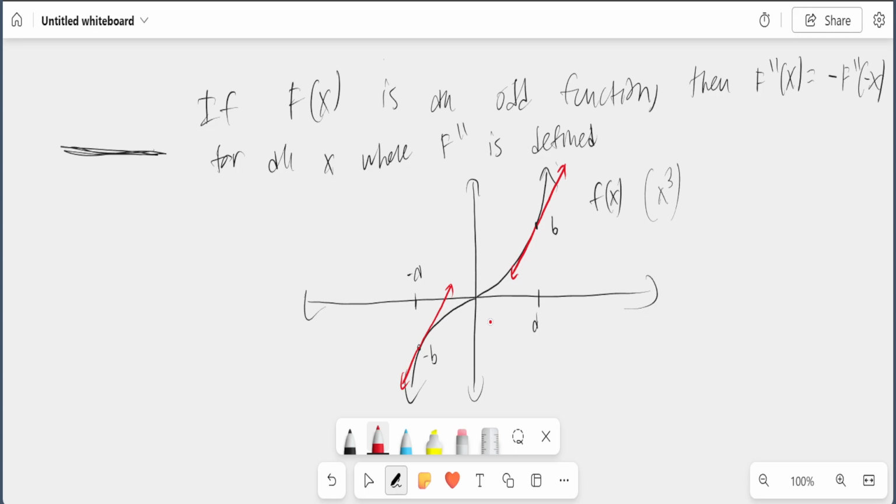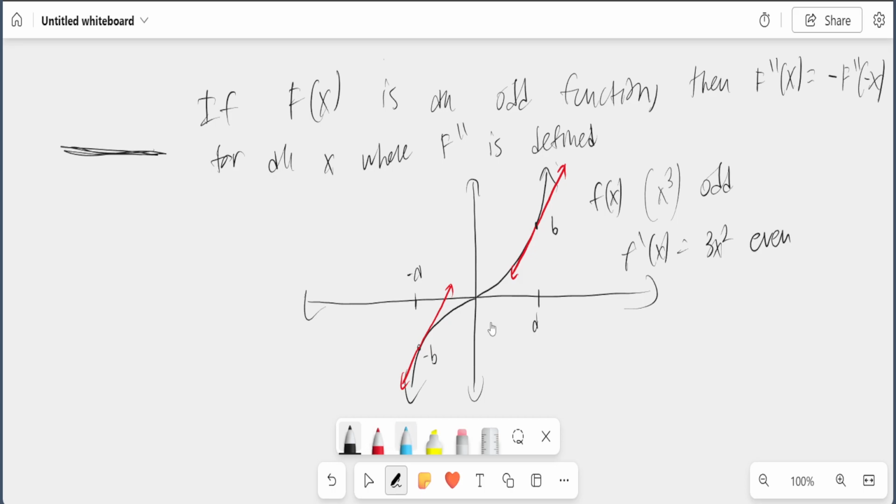They're the same, right? Does that make sense? Yes. So the derivative, and you can actually look at this, right? F prime of x is equal to 3x squared. That's even. So this is odd, but if you take the derivative, it becomes even, right?